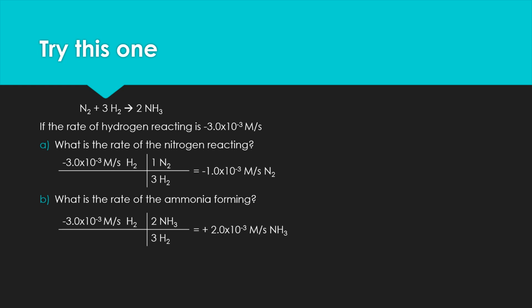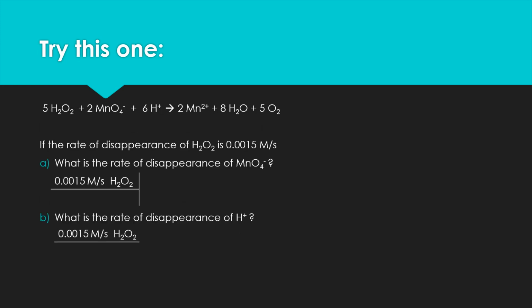Now, the one thing we have to be careful of is the ammonia is forming. So we want to make it positive because it's on the other side of the reaction. So you could add some sort of indication in there that you're multiplying this by a -1 to flip the sign, or you can just put that plus sign there as an indication that it's a product and it's appearing. So that's how we would find the rate of a chemical in a particular reaction given the rate of another chemical.